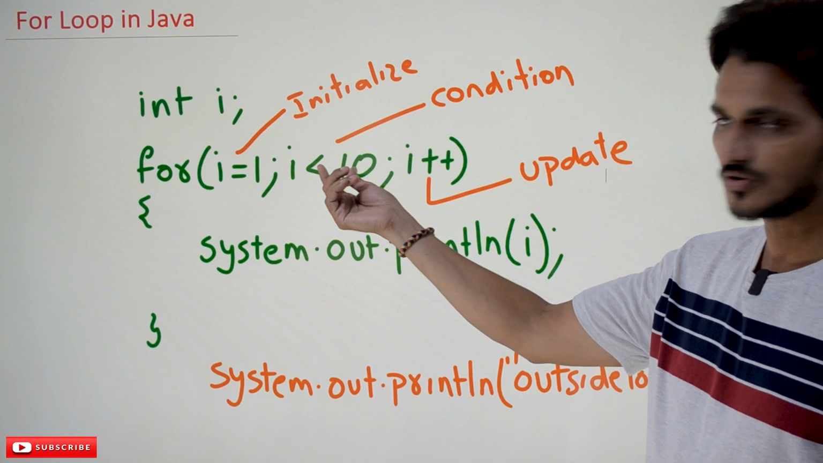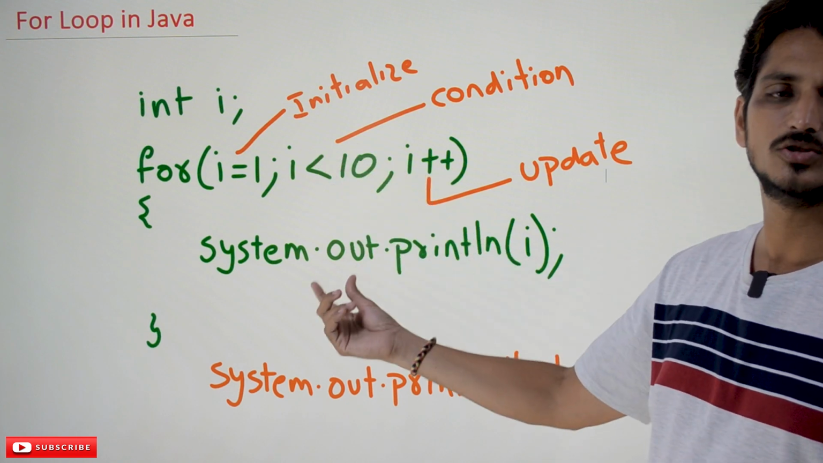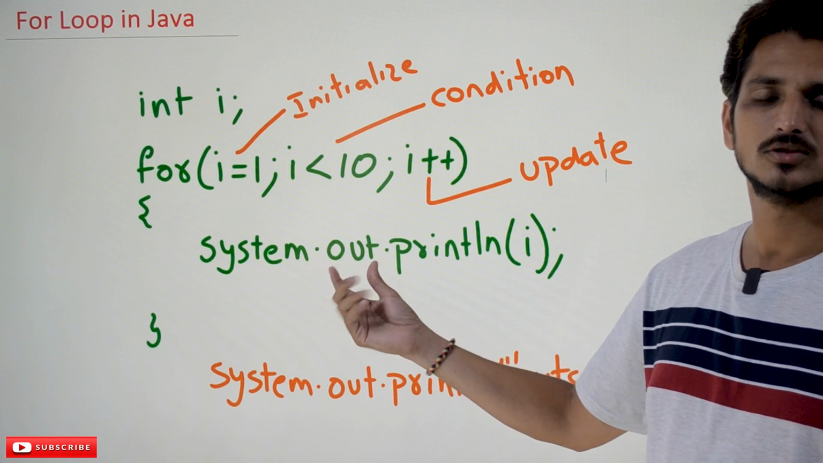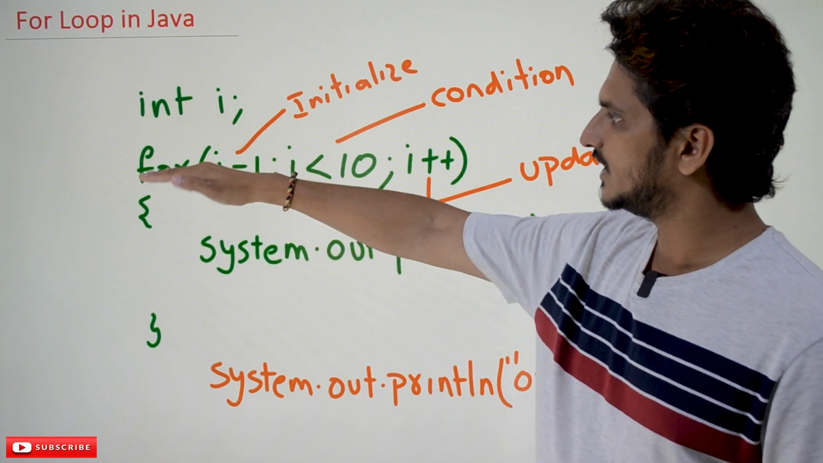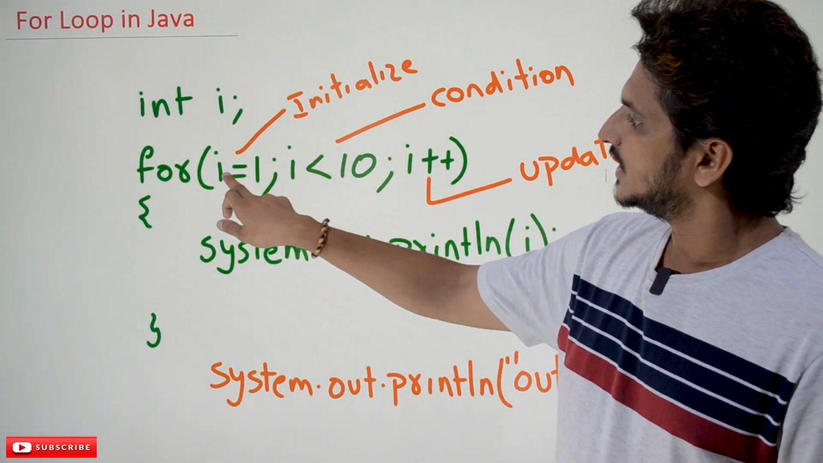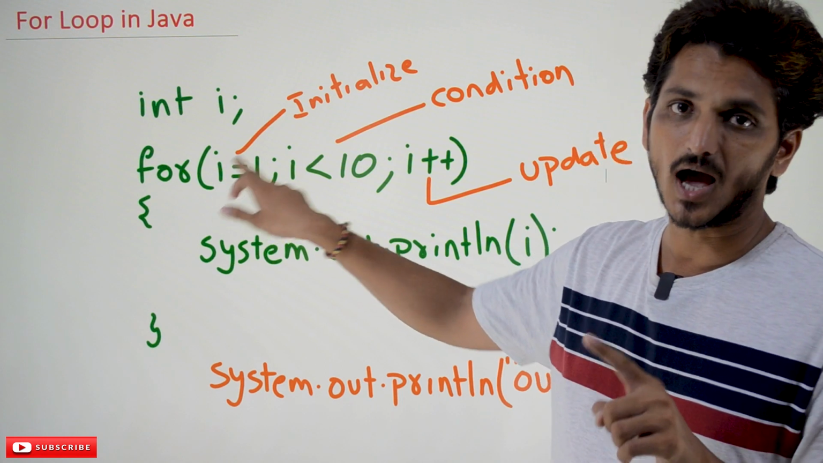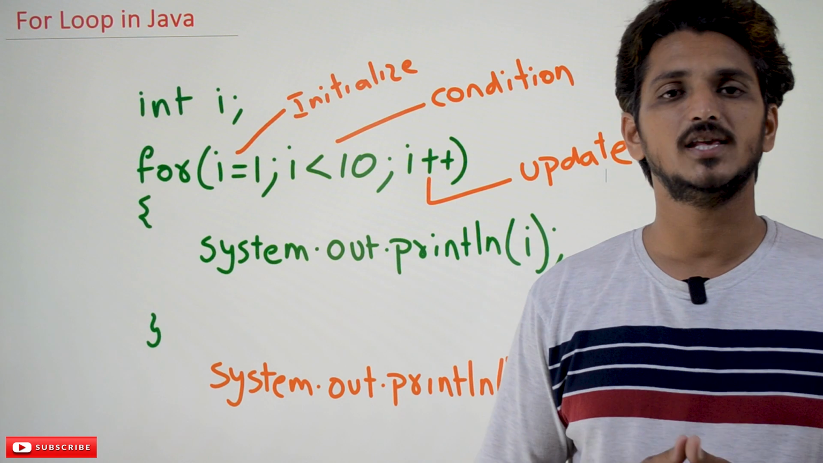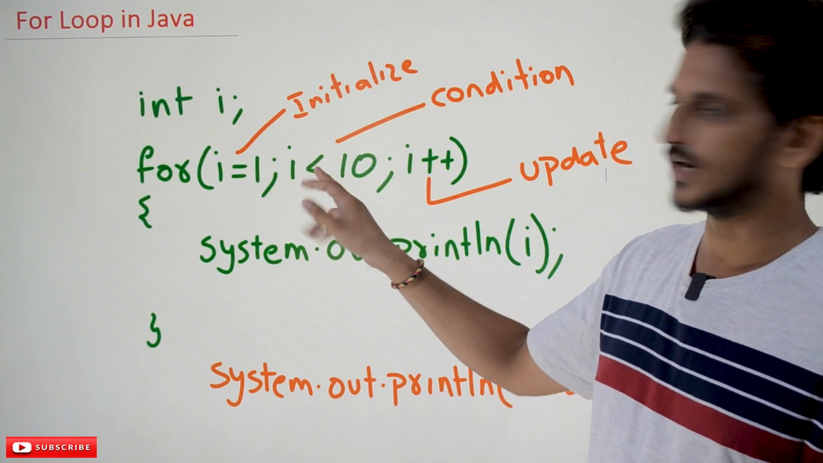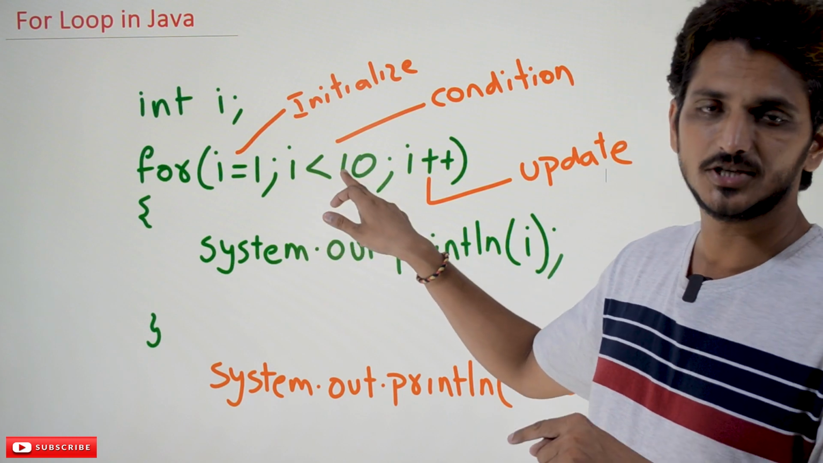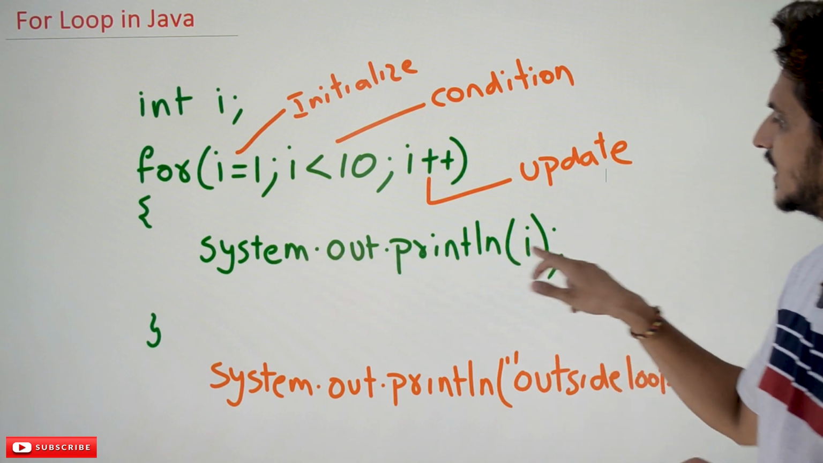If the condition is true, execute this block of code. Update it. If the condition is true, execute this block of code. That is how it is going to be executed. The first time it enters the loop, it is going to initialize the variable. This statement is going to be executed: i is equal to 1. Now the value of i is 1. Then it is going to check the condition. 1 less than 10, yes, it is true. Then execute the body, System.out.println of i.